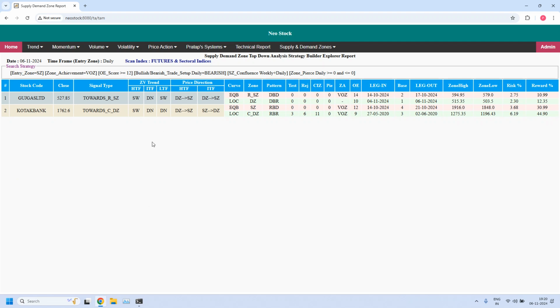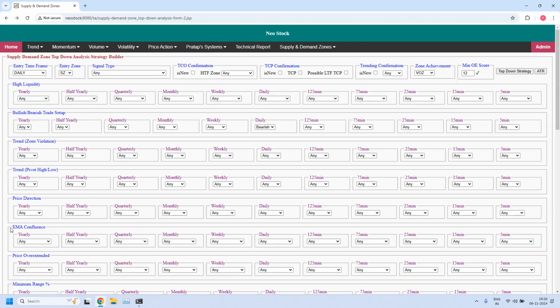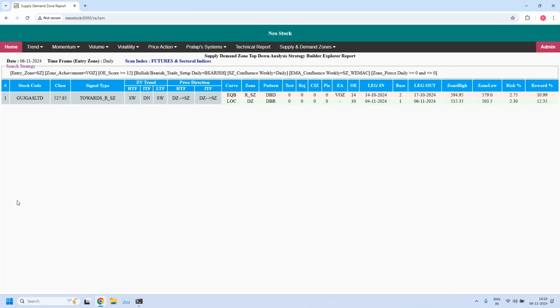In these 2 stocks, the weekly trend is a downtrend and the daily zone is part of the weekly zone. And the weekly zone is having weekly EMA confluence, which is an even more high probability setup. Let's verify. In the EMA confluence, weekly time frame, weekly supply zone with weekly EMA confluence, we got 1 stock. So this is an even more high probability setup supported stock.